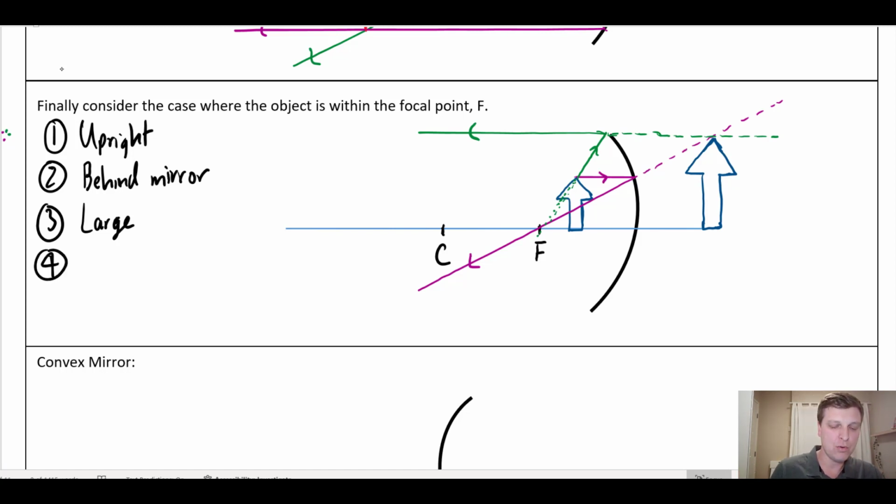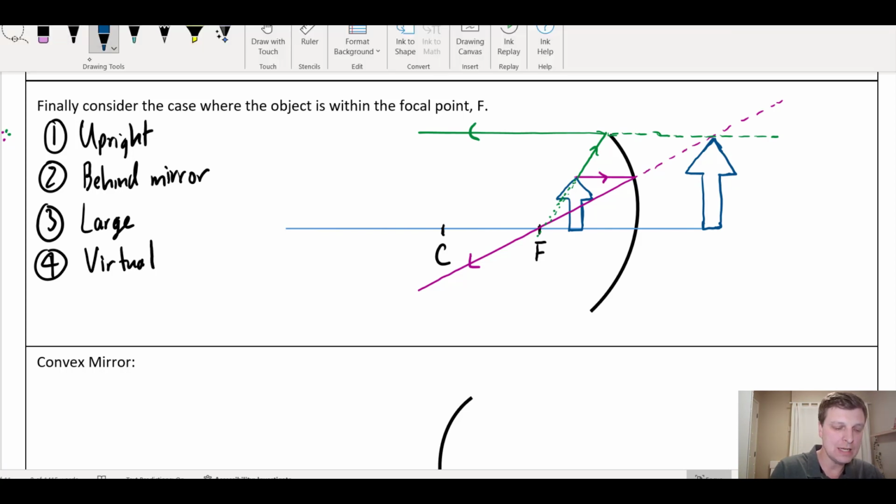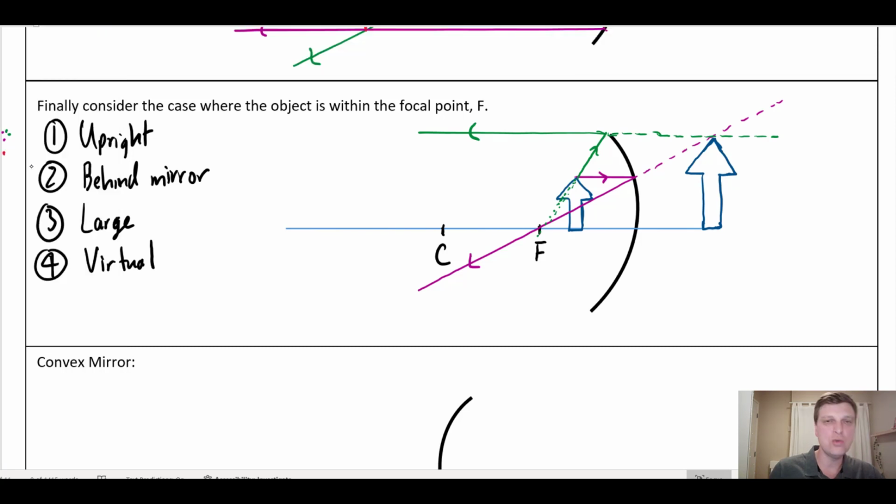And here's the key point. This is it here: this is virtual. And what do we mean by virtual? Well, what we mean is the reflected rays do not meet. We can imagine where the lines that they sit on would cross, but the actual rays themselves do not intersect. And so this is a virtual image.